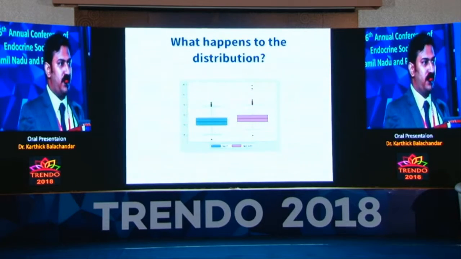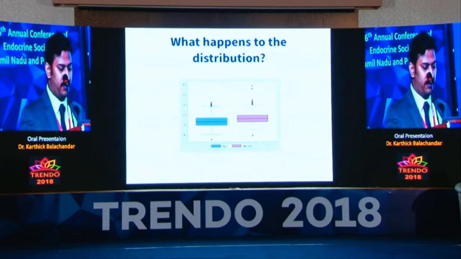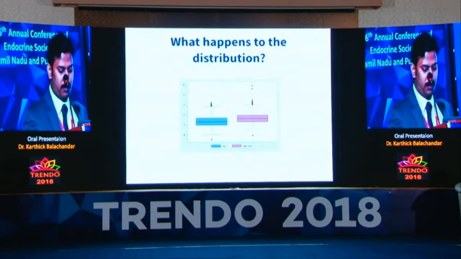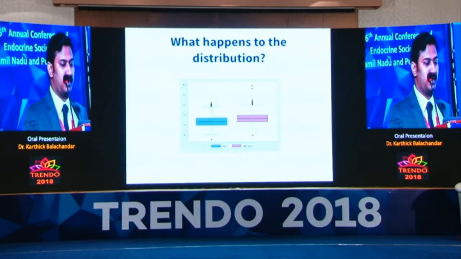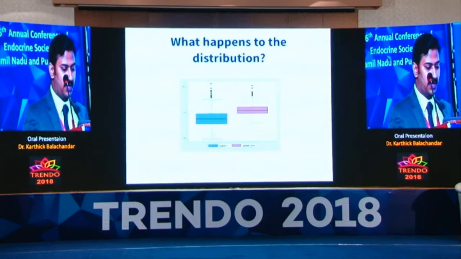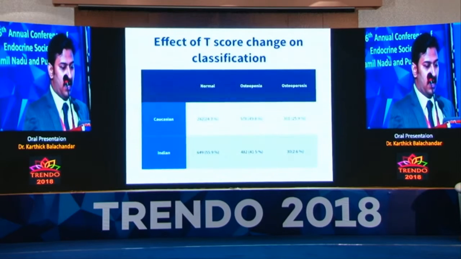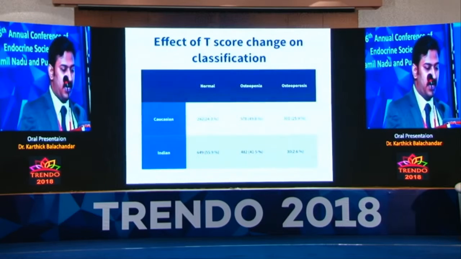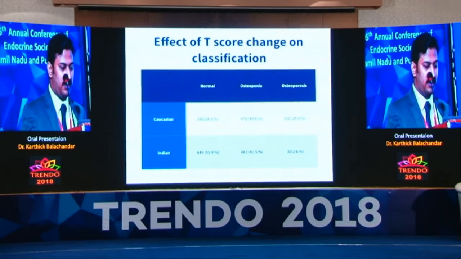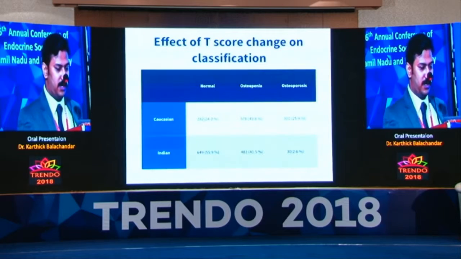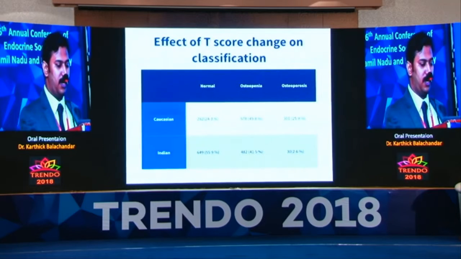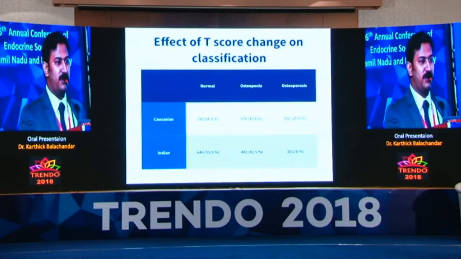So you might think this could be driven by a few outliers, but even the distribution isn't very different when you use hip T-scores in the Western population versus the Indian population. It's not due to just a few outliers, and it holds true for both spine and hip. So what happens when the T-score changes? Does the classification change? You bet it changes. There's a huge amount of change in classification. The osteoporosis rate changes from 25.9% when you use the Caucasian data to only 2.6% when you use the Indian data. There's a massive reclassification happening here.